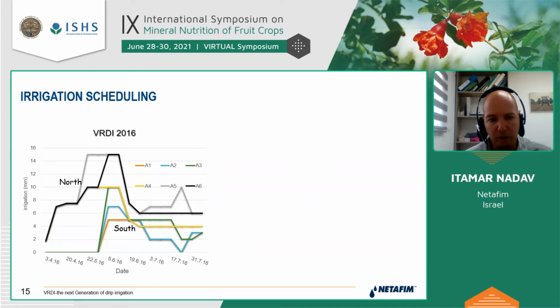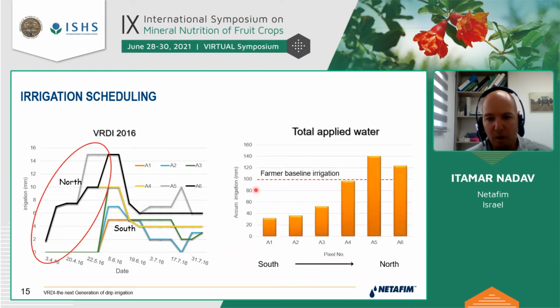So here on this graph, you can actually see the different irrigations. I will put my pointer for a second. You can see the different irrigations at the different pixels from A1 to A6, and you can see that some of the pixels got more water early in the season and others got less water than the others. And this is all about the variable rate. And at the end of the season, we got actually different amounts of water applied in different areas of the plot compared to the farmer baseline in the dashed red line that you can see. So this is all about variable rate irrigation. Give more water where it's needed and less water where it's not needed.